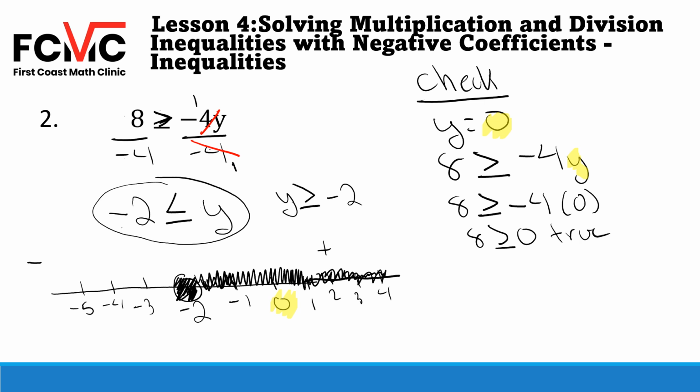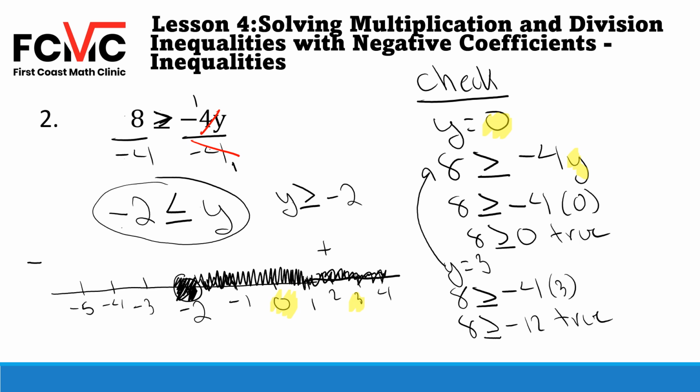and if I decide, well, what if we choose maybe this 3 here and check that, okay? So if I put 3 back in for y in that original inequality, 8 is greater than or equal to negative 4 times 3, and I get 8 is greater than or equal to negative 12, which is also a true statement, okay? So again, this is just a check to show that any value in this solution set is going to give us a true statement in our original inequality. All right, let's get into another example.